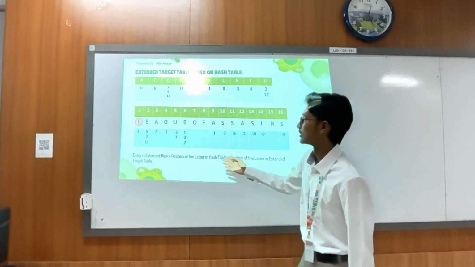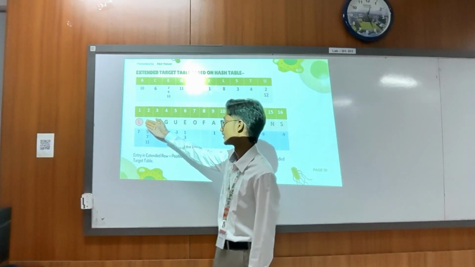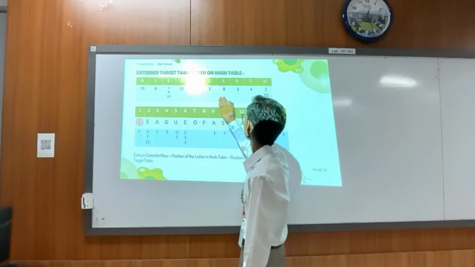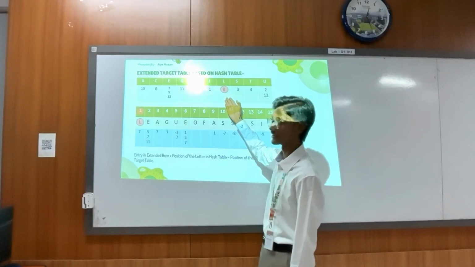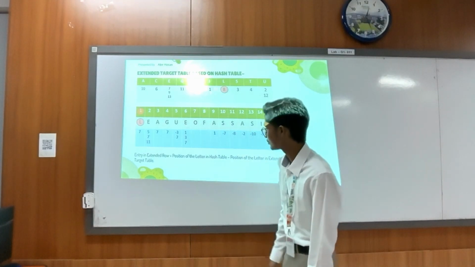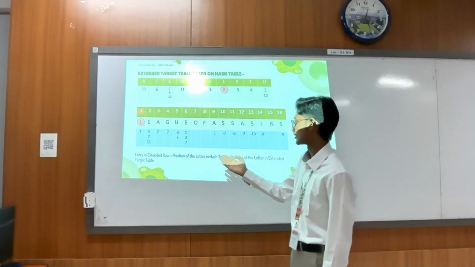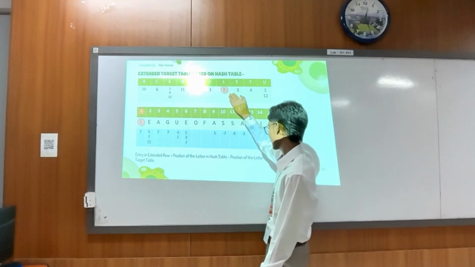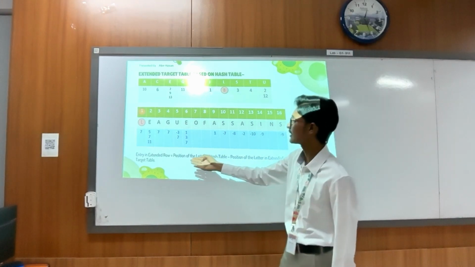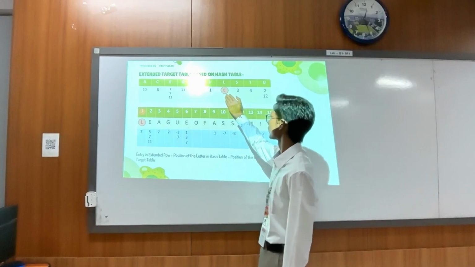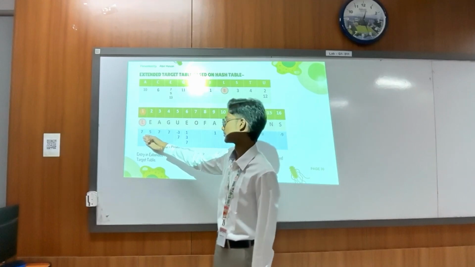So here the first letter of the target table, as you can see, is L. So we have to find out where the L is in the hash table. The L is at the 8th position. Our rule says that we have to take the position of the letter in the hash table and subtract from that the position of the letter in the extended target table. Here the position of L is 8 and here it is 1. So 8 minus 1 is equal to 7.